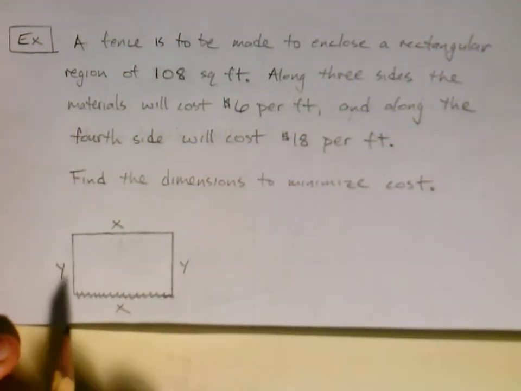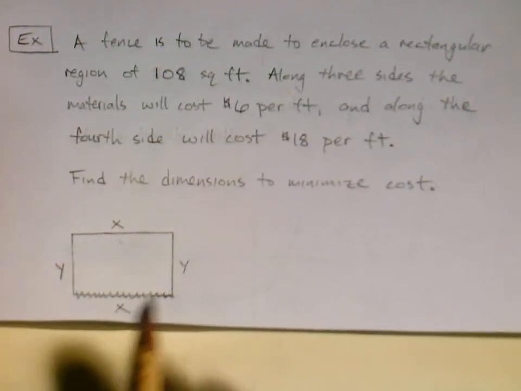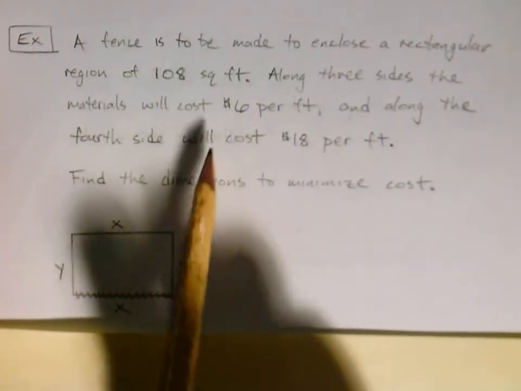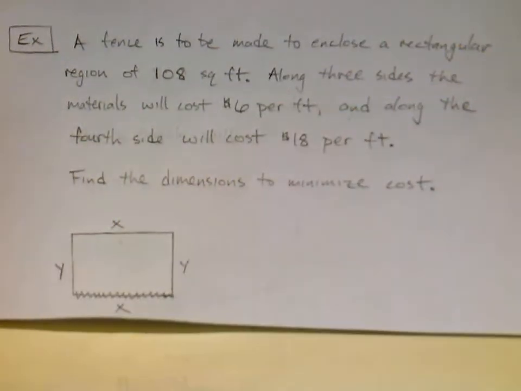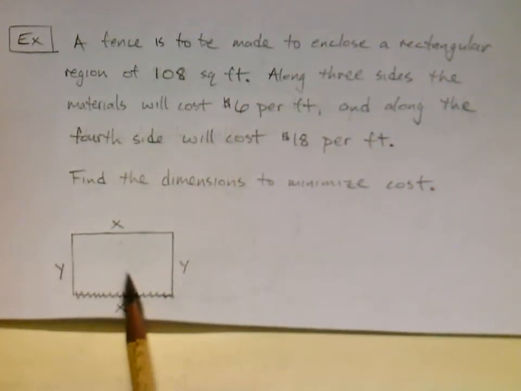X, X, Y, Y. We don't know. In the end, we need the dimensions here. We actually need the values of X and Y to answer the final question. All right. So that's all we got so far. We know a couple things. So the fence is going to enclose 108 square feet. And they don't say it explicitly, but that's an area, right? So we need that area to be 108 square feet.